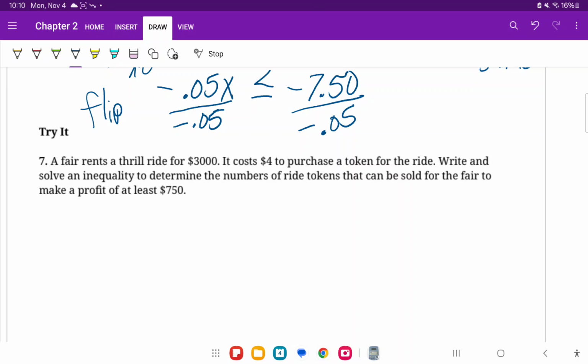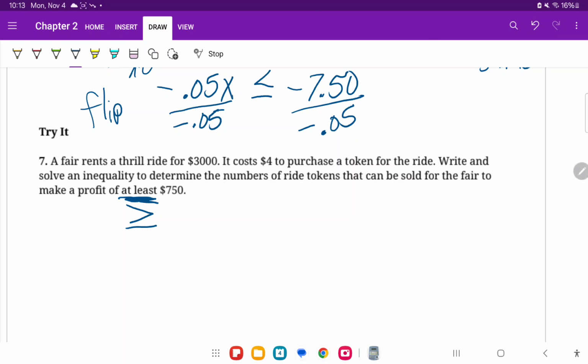Let's look at this next one. A fair rents a thrill ride for $3,000. It costs $4 to purchase a token for the ride. Write and solve an inequality to determine the number of ride tokens that can be sold for the fair to make a profit of at least 750. So underline at least. At least means greater than or equal to. So they want to make greater than or equal to $750.